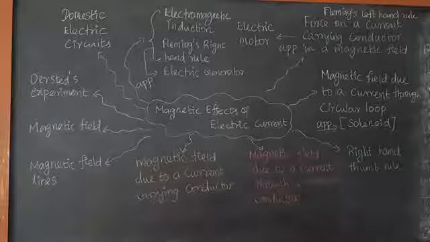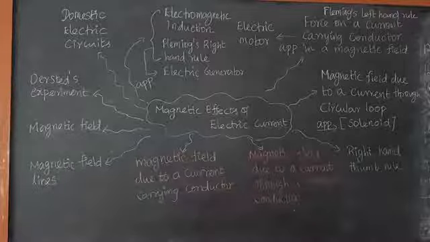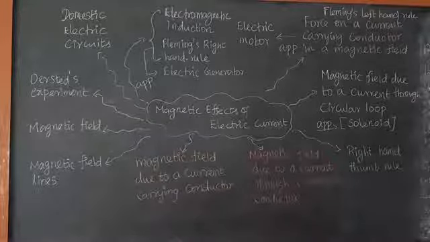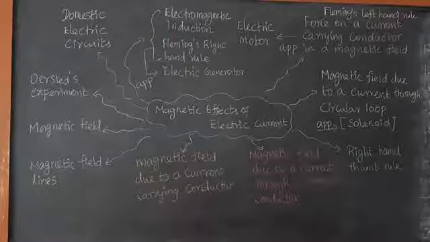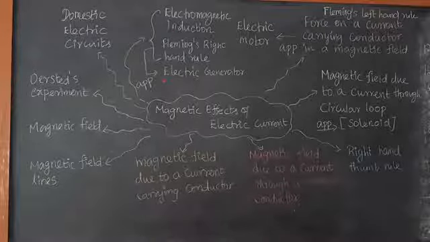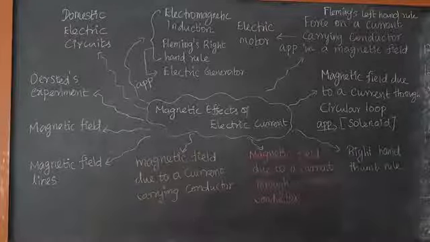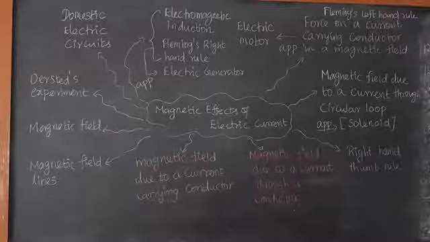And the next one is electromagnetic induction. We are going to see what electromagnetic induction is, and what Fleming's right hand rule is. Using these two rules we are going to see the application in the electric generator. And the next one is domestic electric circuits. From that we are going to see what short circuiting is and what overloading is.